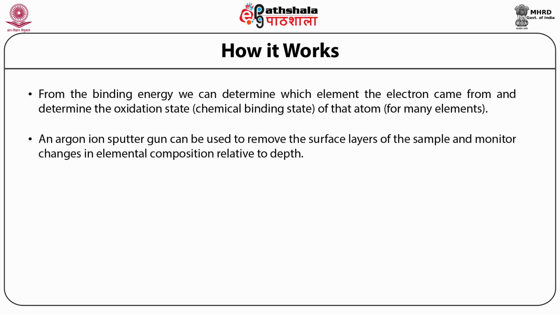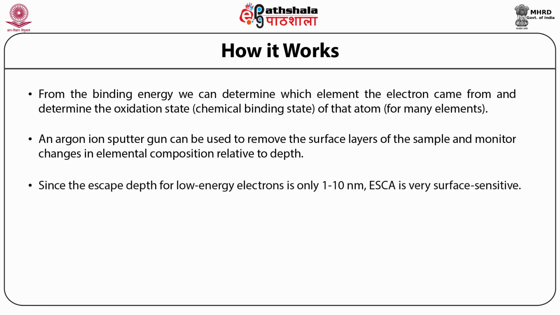An argon ion sputter gun can be used to remove the surface layer of the sample and monitor changes in elemental composition relative to depth. Since the escape depth for low energy electrons is only 1 to 10 nanometers, ESCA is very surface sensitive.